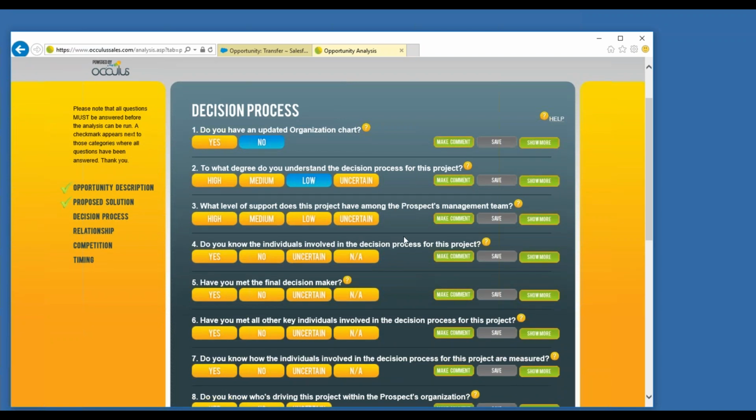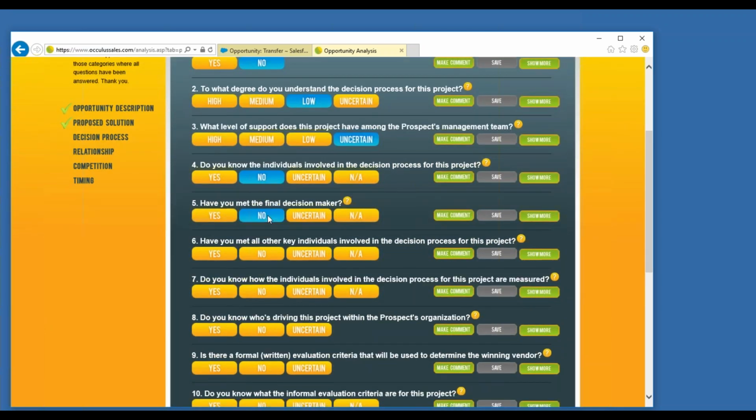Number 3, what level of support does this project have amongst the management team? I have no idea. I haven't navigated my way through the organization, so I really don't have any idea. Do I know the individuals involved in the decision process? No, I don't. Have I met the final decision maker? Not yet. Have I met all the other key individuals in the decision process? No.